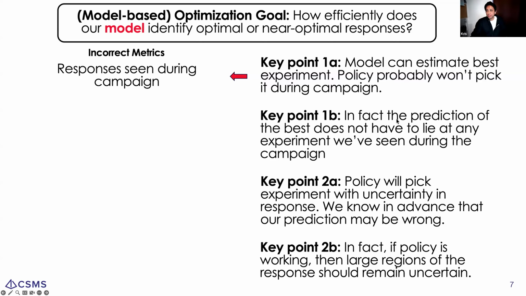Key point 1B, we don't actually have to visit the best input during our campaign to predict that it's best. Even in these plots, one way to correct this is to draw a line between the record breakers. What's the best response seen so far? That remains constant until we find a response that's better, then it jumps up. So you see this envelope of the best response seen so far.